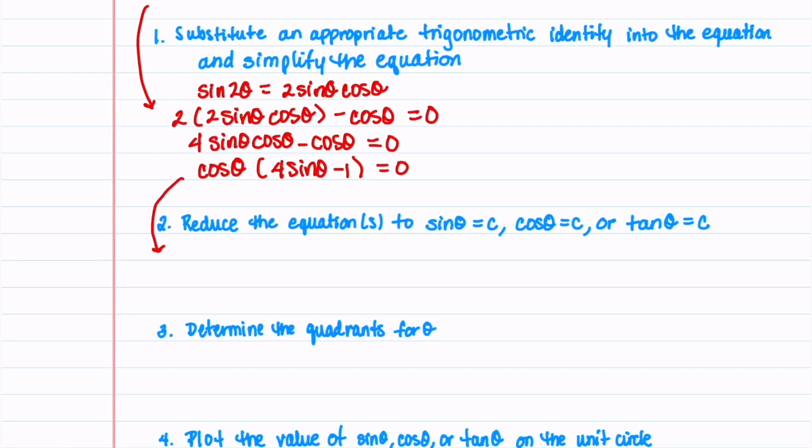Let's now reduce this to one equation with sine theta is equal to a constant and one equation with cosine theta is equal to a constant. So our first equation will have cosine theta is equal to 0, and for our second equation, we'll have 4 sine theta minus 1 is equal to 0. This is going to give us sine theta is 1/4.